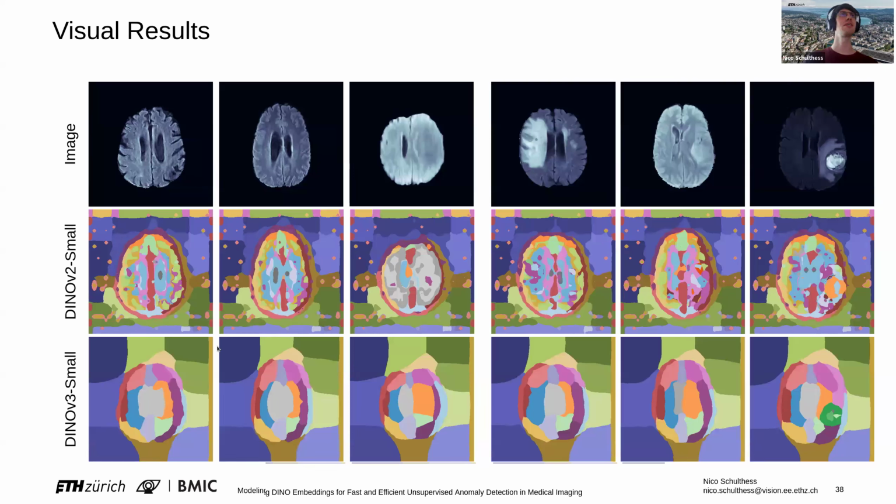Another thing you can notice is that in DINOv2 there are many of these spots where more noise is present, and this is not present in DINOv3 anymore because of a change in the model training and model architecture.